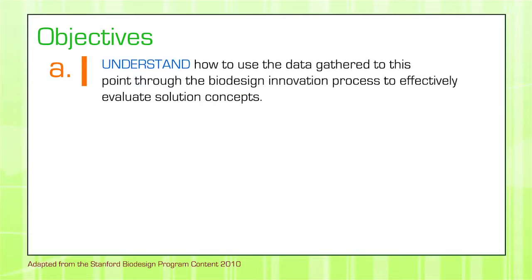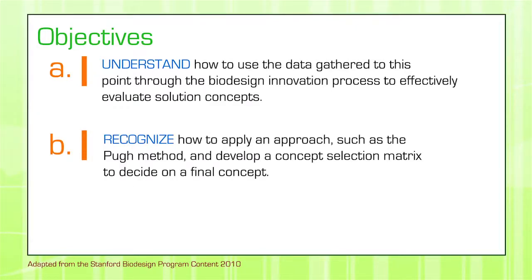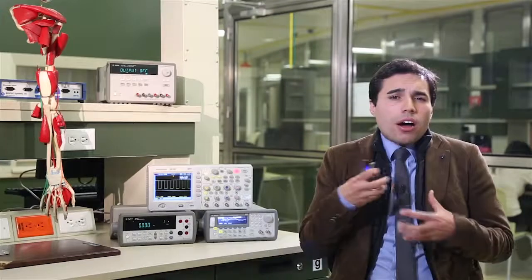So the objectives for this class specifically are to understand how to use the data that you have already gathered throughout this point in your innovation process and to effectively evaluate all the solution concepts that you have come up with. I also want you to recognize how to apply a specific quantitative approach, such as the Pugh method, to develop a concept selection matrix to decide which one is going to be your final concept to work on. Okay, so what is the Pugh concept?